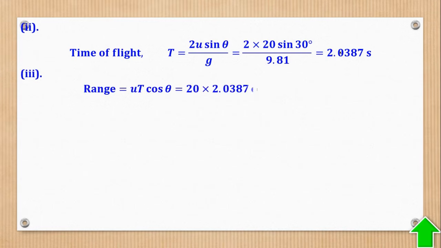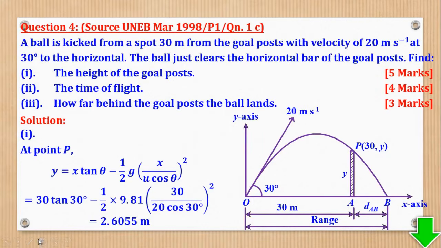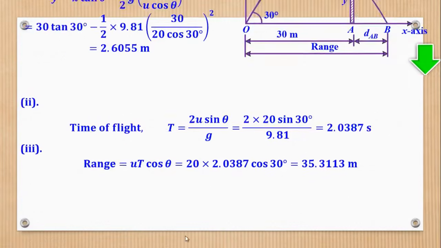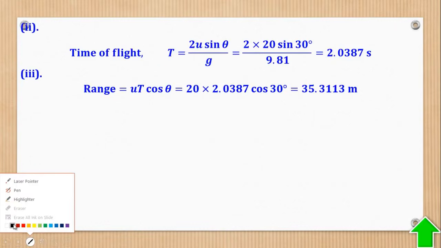Then part Roman 3, they want the extra distance, but before that we need to get the range. So let's just go back. We know this distance from here up to here. That means that if I get the range, which is from here to here, I can subtract 30 from the range to get the required distance. So I'll come and get the range.